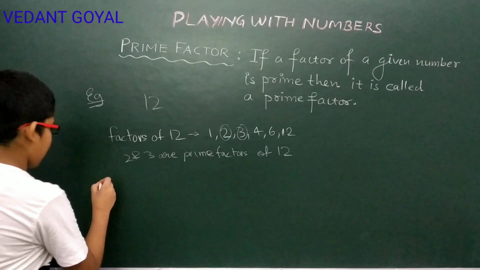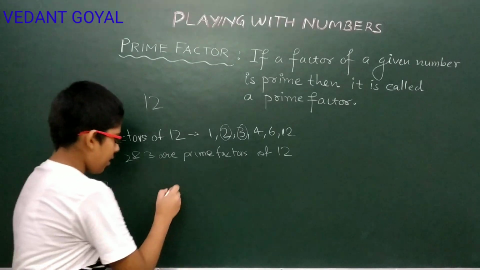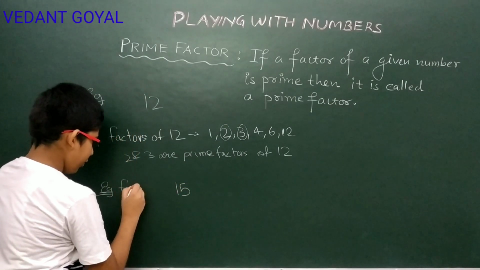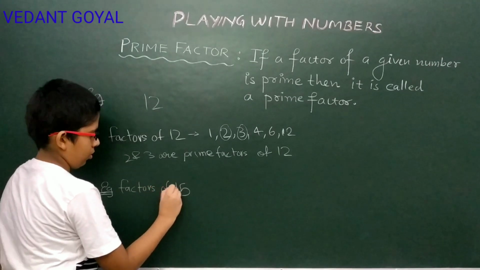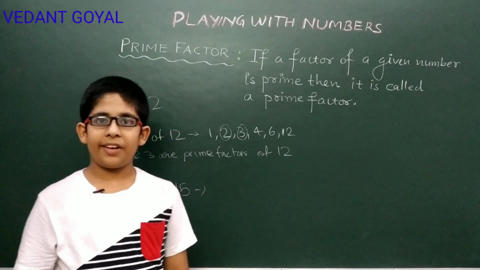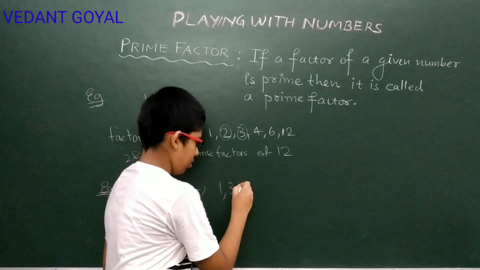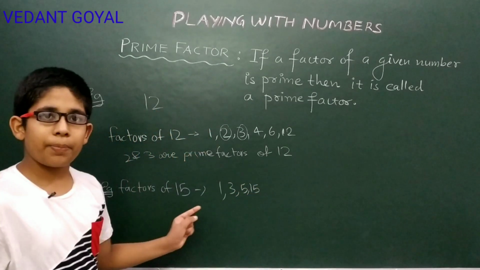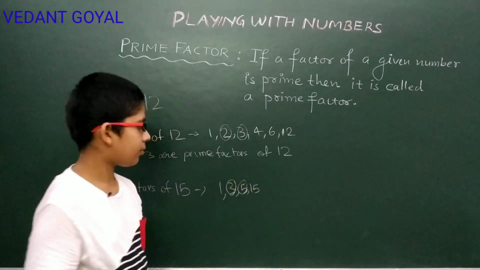Let's take another example. Let's take 15. What are the factors of 15? The factors of 15 are 1, 3, 5 and 15. So what are the prime factors here? They are 3 and 5.